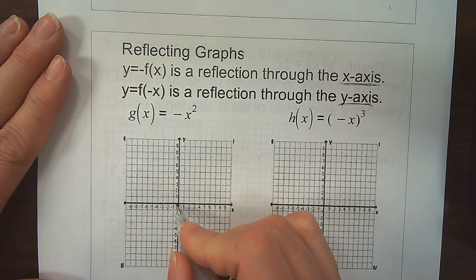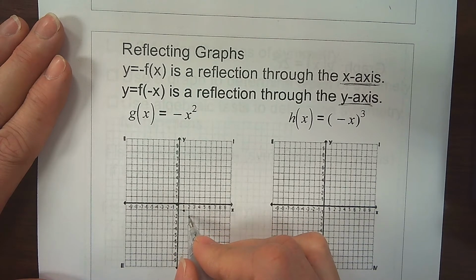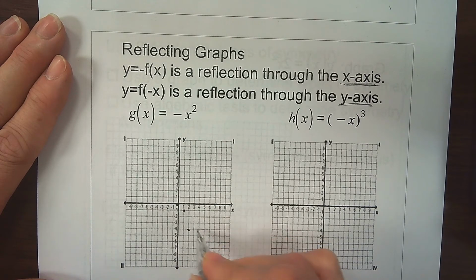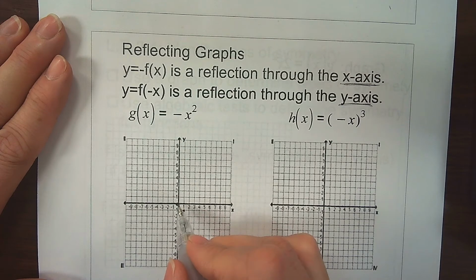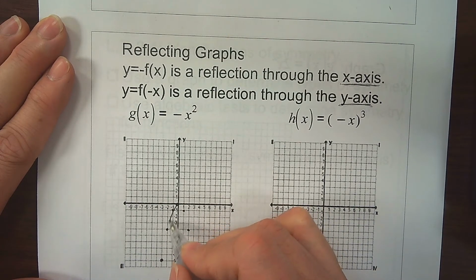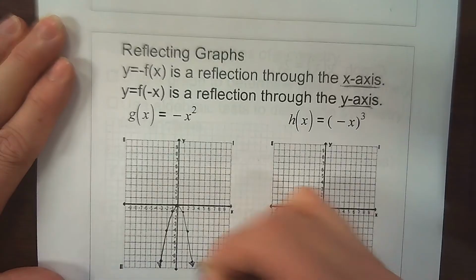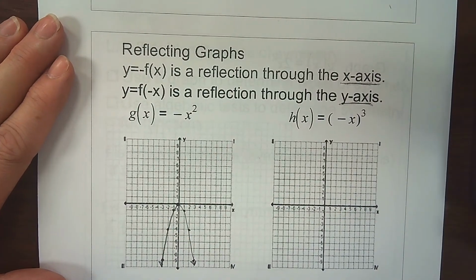Okay, so let me start here. And again, using our typical pattern for parabolas, we're going to come over 1, down 1, over 1, down 3 more, and over 1, down 1, 2, 3, 4, 5. And I'm going to do the same thing on the opposite side because of symmetry. So there is a graph of our function g of x.